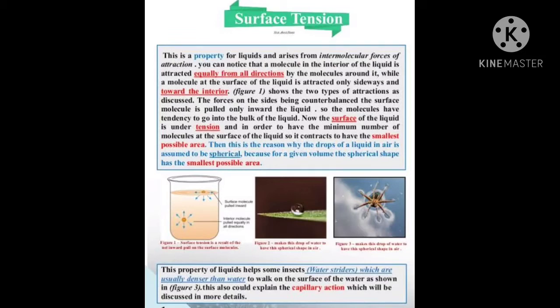So, this is also could explain the capillary action. So, let us talk about the capillary action. Capillary action, it is the process in which the liquid molecules move into the narrow tube in upward direction. So, this process is known as capillary action, is also due to the surface tension.